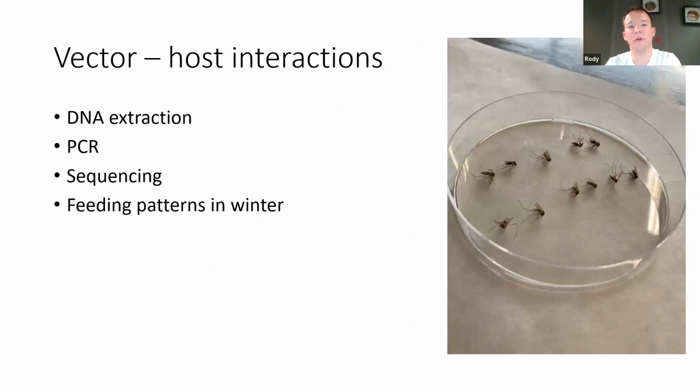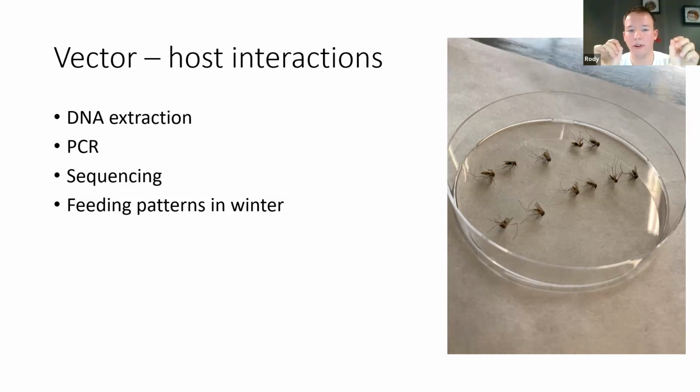And the last thing that I'm looking at is the vector-host interaction. What you can see here in this picture are all blood-fed mosquitoes. I assume you all know that mosquitoes drink blood, and we can take that blood from the mosquitoes, do an analysis on that, and see where it came from. And by doing that, we can get an idea of which mosquitoes bite which type of animals.